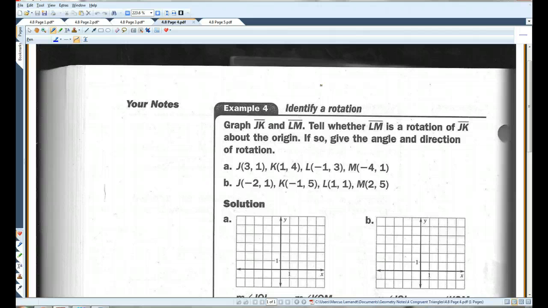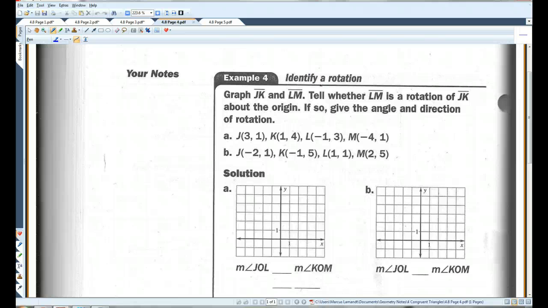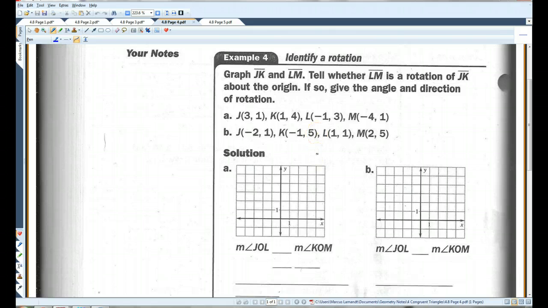Graph JK and LM. Tell whether LM is a rotation of JK about the origin. If so, give the angle and direction of the rotation. Okay, so first thing, let's graph this. J is 3, 1. K is 1, 4. L is negative 1, 3. And M is negative 4, 1. Okay, so JK is here, LM here.